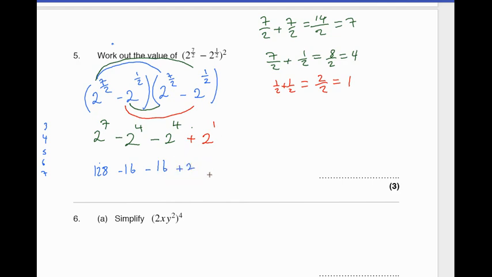Okay, and now we are going to work out what this is. So 128 plus 2 is 130. 130 take away 16 is 100 and... oh dear, 114. That took me way too long. And then take away another 16 is going to be 98.